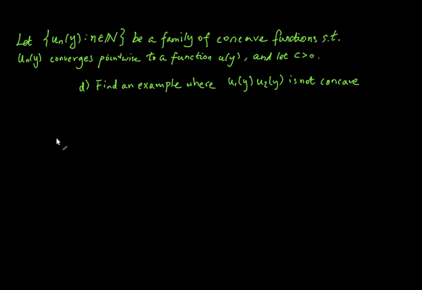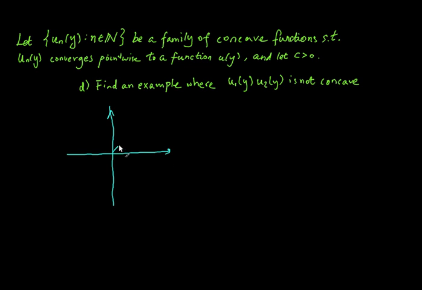Now we want to find an example where u1 times u2 is not concave. If we just consider the most primitive kind of concave function that I can invent, a straight line, one straight line, like this.